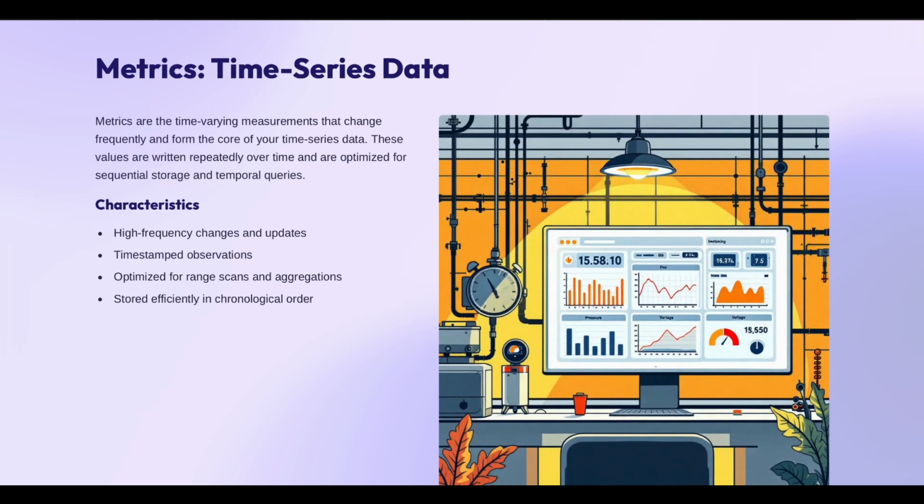Okay, moving on. What are metrics? Metrics are time-varying measurements. These can be anything: temperature, pressure, voltage, power, speed, whatever you name. As long as they change over time, they're metrics. They're time-stamped, and if it changes frequently and you want it to trend, it's a metric. So it's an easy way to think about it, and they're stored efficiently in chronological order.